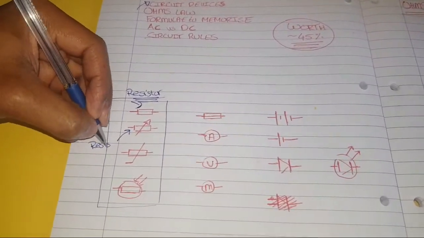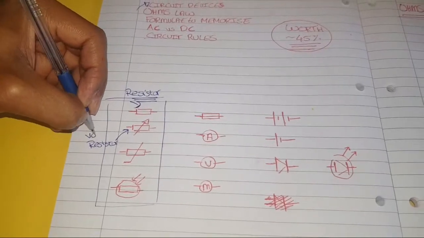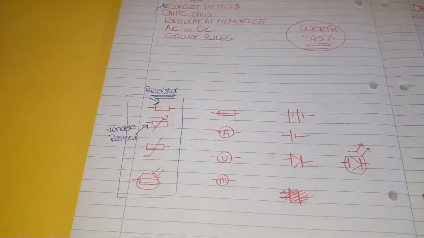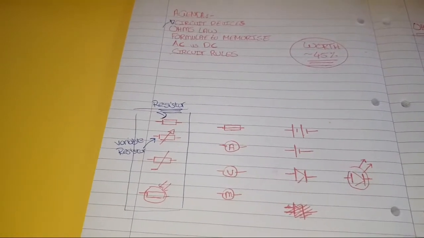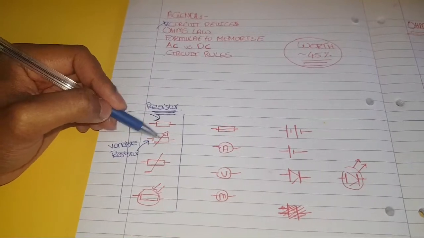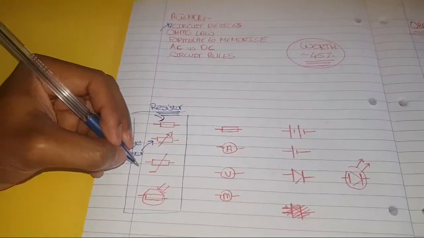I'll just write resistor again. But what kind of resistor? This is known as a variable resistor because it has an arrow going through it. From English, the word variable would mean what? Something which is changing, right? So you signify change via the arrow there. That's how I remember it personally.